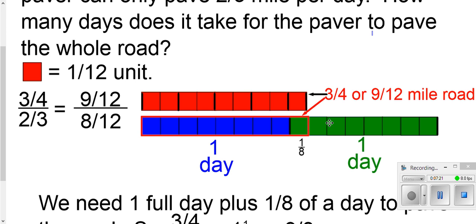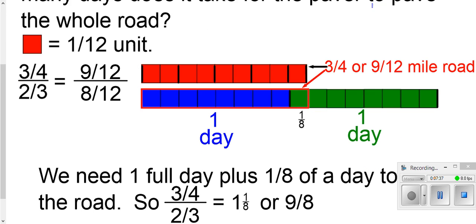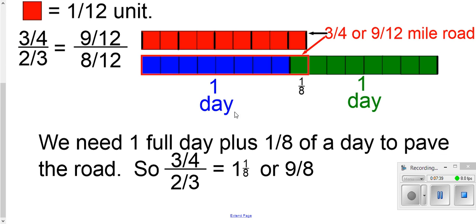The second day is another 8. But you notice we don't need to use that full 8 of the second day to be able to get to the end of the red. We only needed to use one of those 8 parts of that second day. So it's really ending up being the blue, which is 1 day, plus one of the 8 of our second day. So it's 1 and 1/8 when we divide these two fractions. Or if you count the individual boxes, it's 9 of those little 8 pieces.